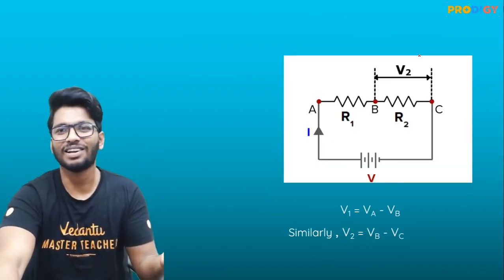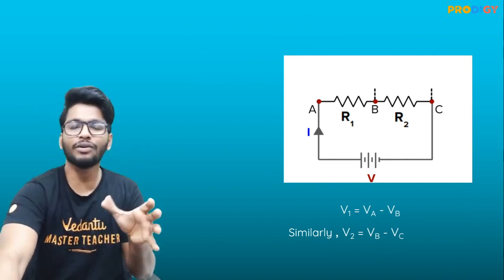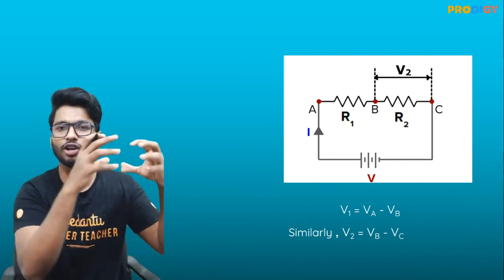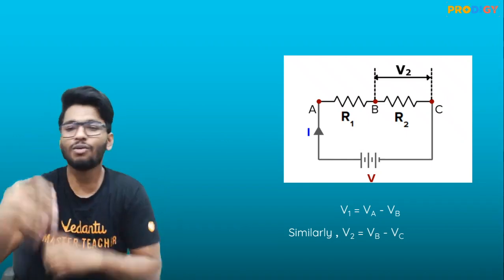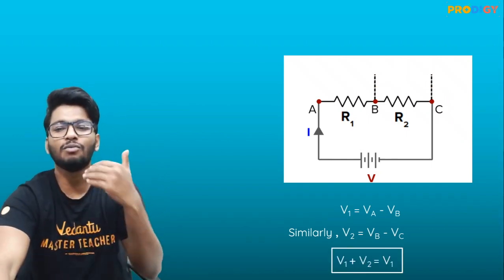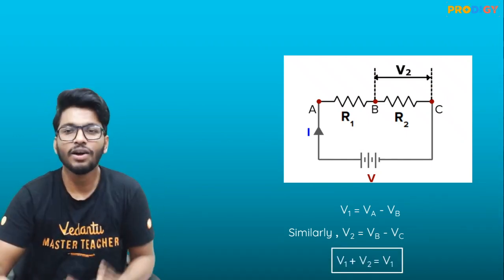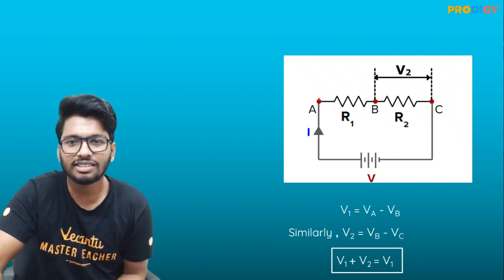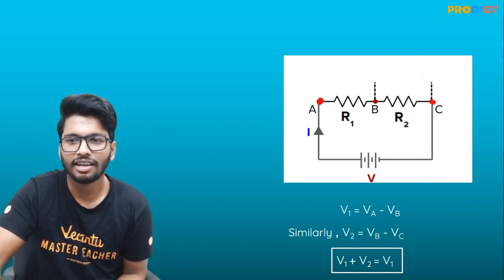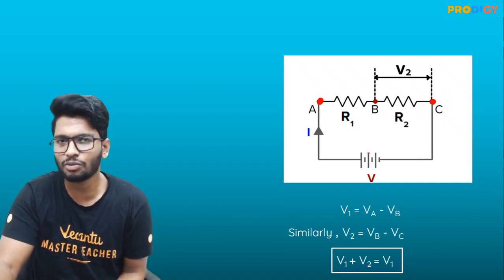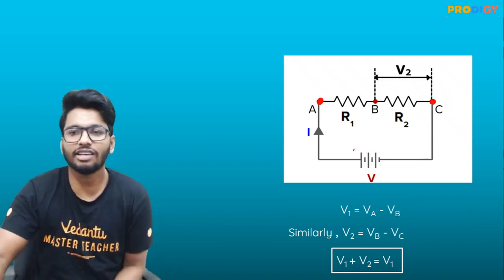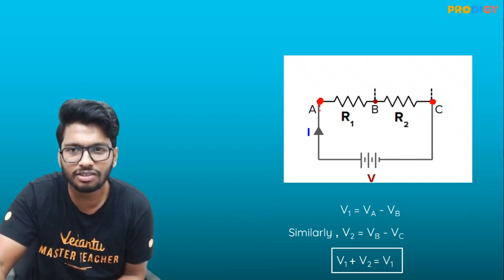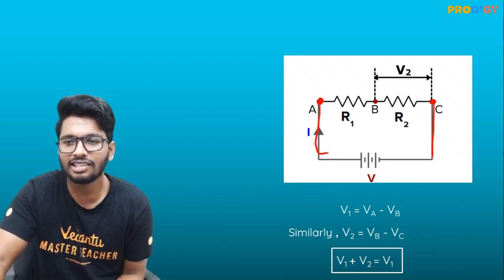Simple as that. Alright, I hope you're able to understand this, guys. So what you're doing is just combining the voltage across the first resistor and the voltage across the second resistor, and you see that it is these two points you're getting. VA minus VC is what you get. Now what is VA minus VC? See, the battery is connected to this terminal and this terminal.